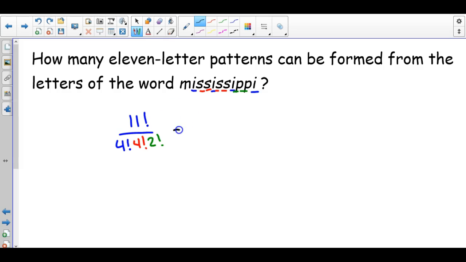So again, you can go to the calculator. Keep in mind you would want to keep that denominator in parentheses. So if you threw that in your calculator, you would end up with 34,650 11-letter patterns.